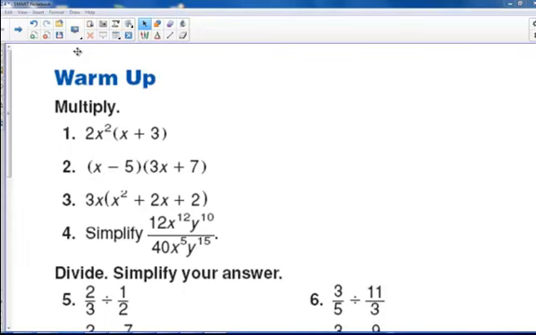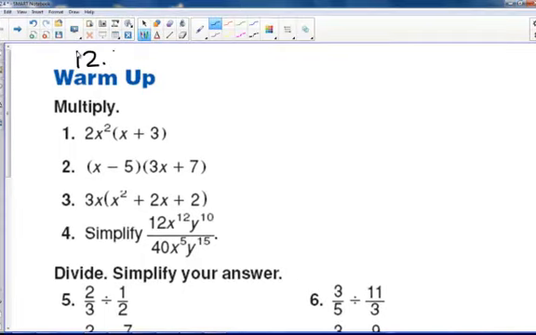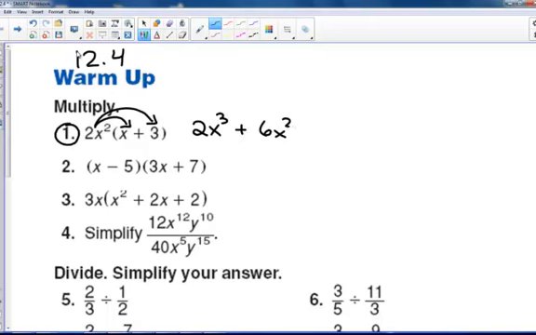Welcome back. Chapter 12, Section 4. We're going to do a quick little review with distributing. If you have something like this, you would multiply the 2x squared through to both parentheses. So you have 2x cubed plus 6x squared.